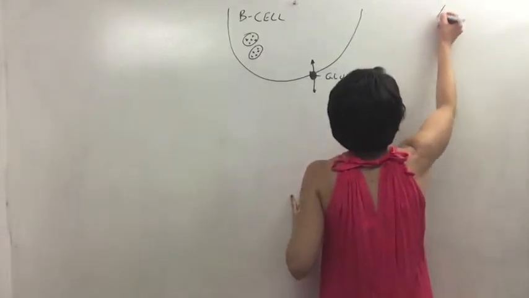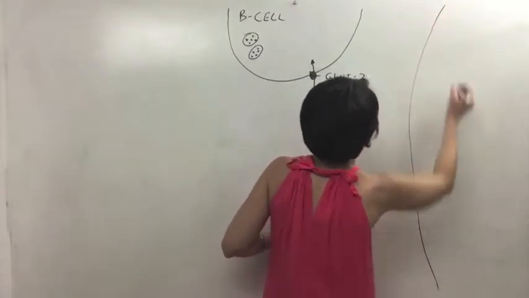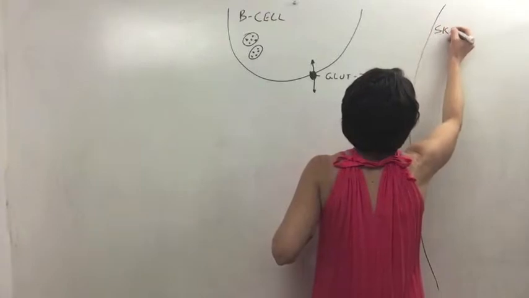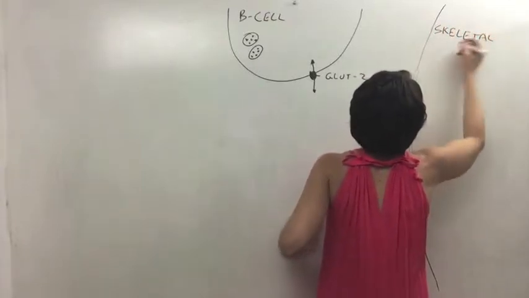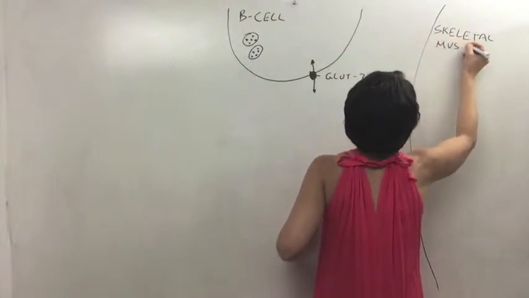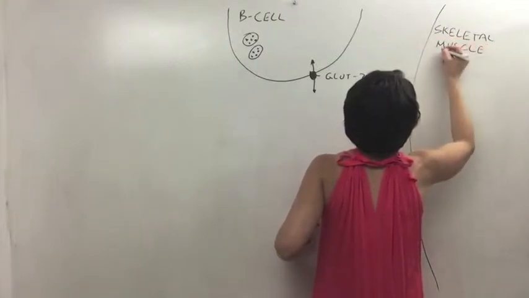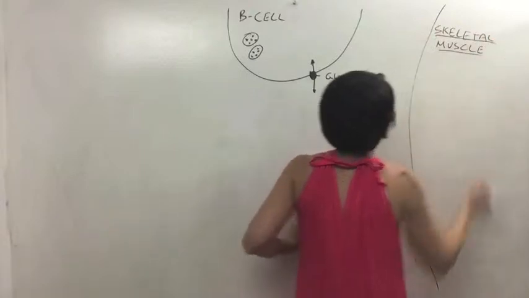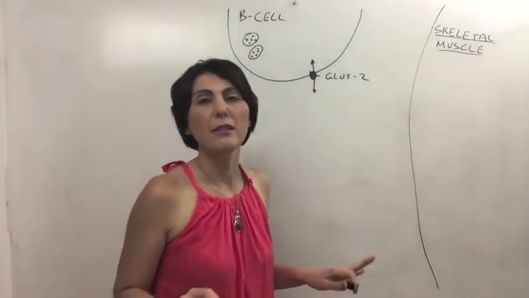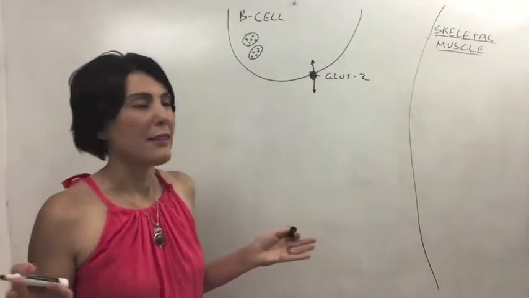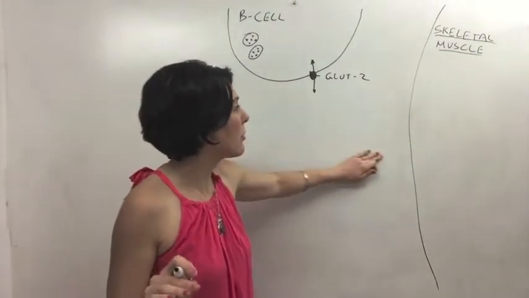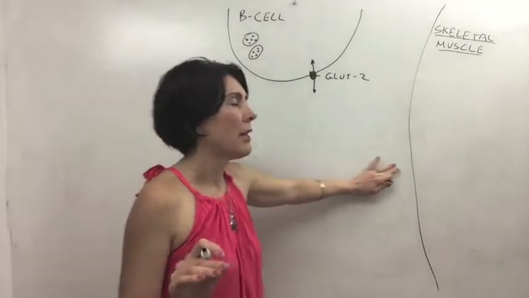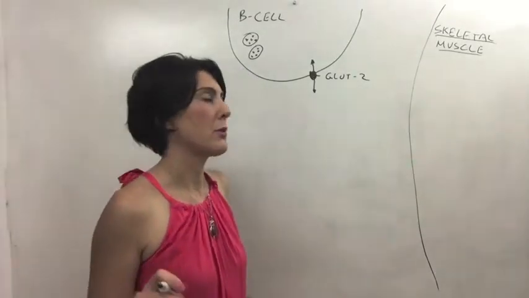Now the other cells that store glucose are skeletal muscle. So let's draw skeletal muscle here. Okay, a skeletal muscle at rest, when you're just sitting down, relaxing, there are no glucose transporters on the membrane, so glucose wouldn't be able to penetrate and go into the muscle cells.